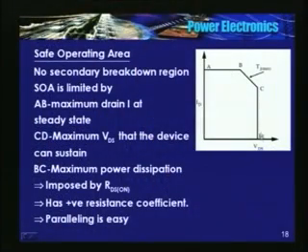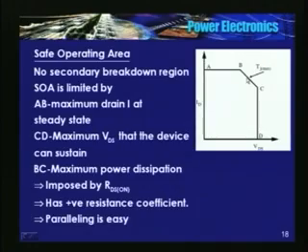Now since it has a positive temperature coefficient, there is nothing like a secondary breakdown in a MOSFET. Therefore in the safe operating area, there are only three limits. AB is the maximum drain current, CD is the maximum voltage the device can block, and BC is the maximum power dissipation. And this is imposed by RDS on.